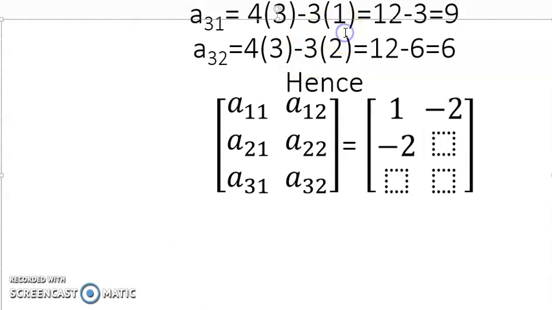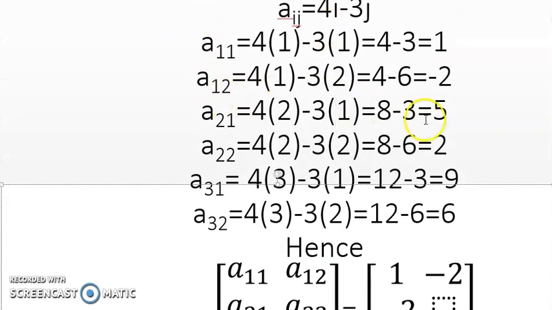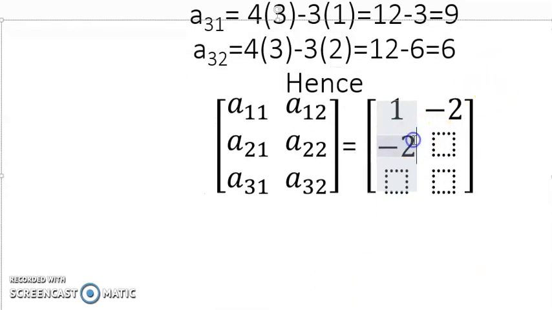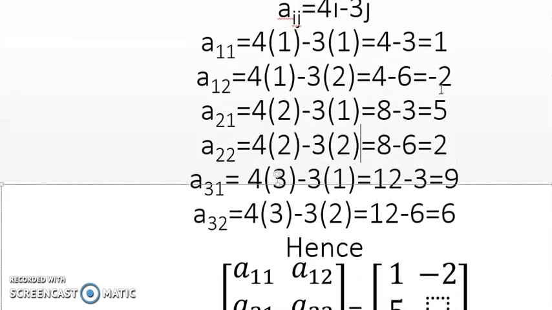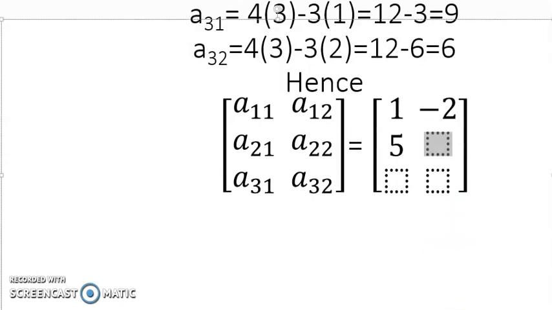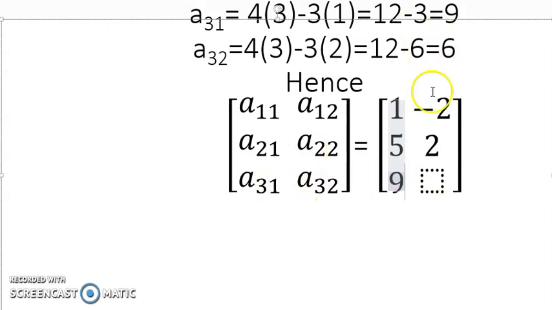A21 means here 5. So here is 5. So now A22 means 2. And then A31 means 9, and A32 means 6.